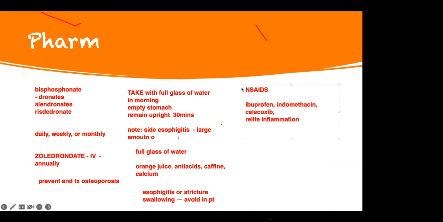But you know, NSAIDs are bad, okay? GI bleed, kidney issue, hypertension, cardiac issue. We pop them like that, but they have so many side effects. Therefore, they have to watch that. You have to teach them to pay attention to those side effects. What is the teaching? Full glass of water, or with food, and use it as needed. Not every day where you pop it like candy. No.